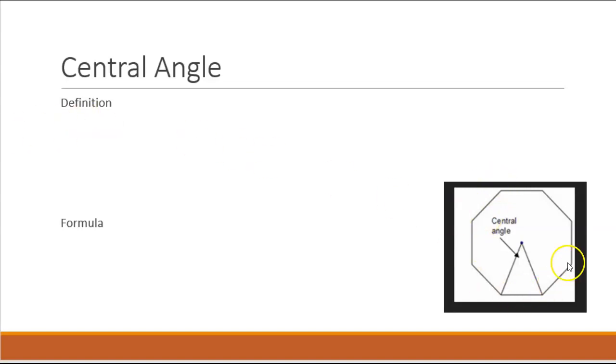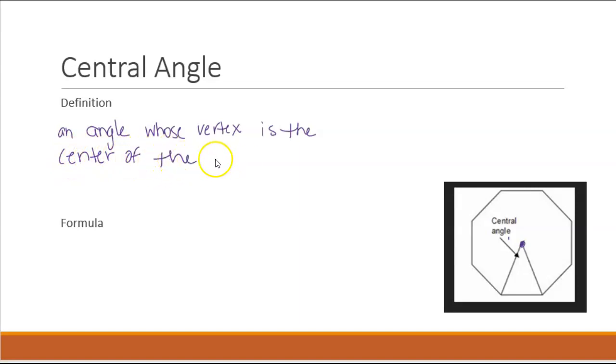So here's an example. Here's our central angle, and I bet if you guys were here, you would be able to tell me the definition of a central angle just from this picture. Pretty special. This point is on the center, so it's an angle whose vertex is the center of the circle. Hence the word central.